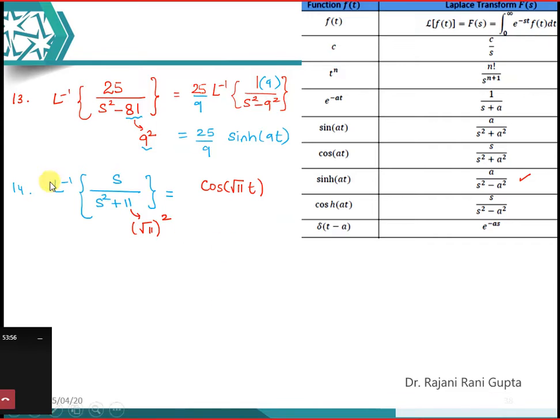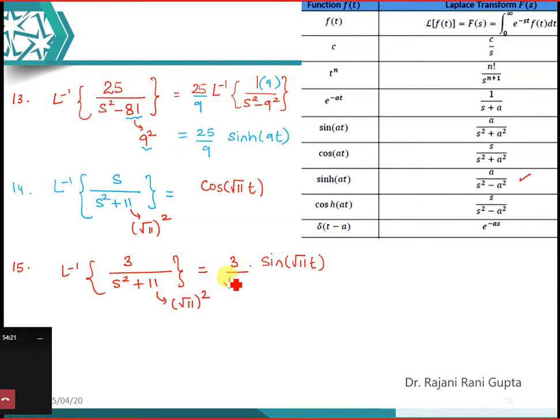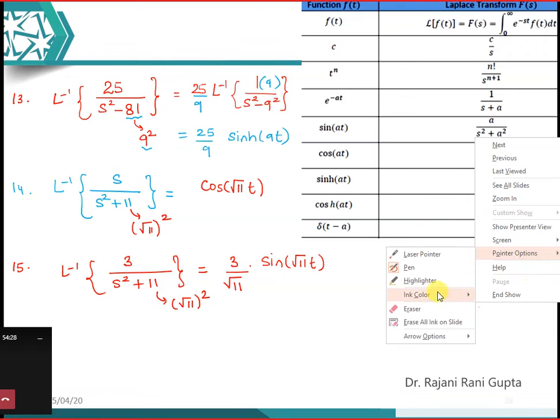Okay, so same thing can be done with the example of sine. Say if I have 3 over s square plus 11. So again 11 means square root of 11 power 2. So 3, I don't need 3, that's why. And then sine of root 11t, and we don't have root 11, so we should have square root of 11. I hope it's clear how it came.